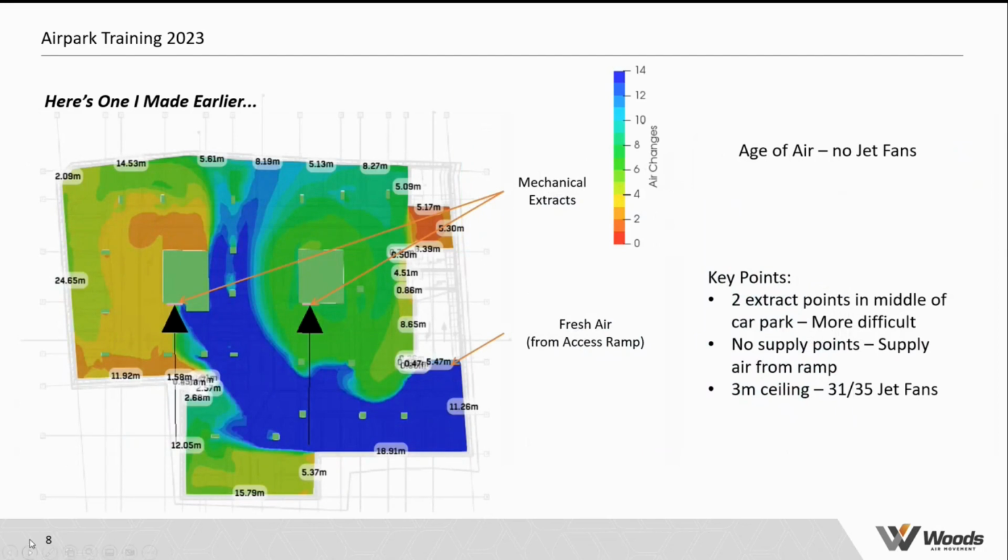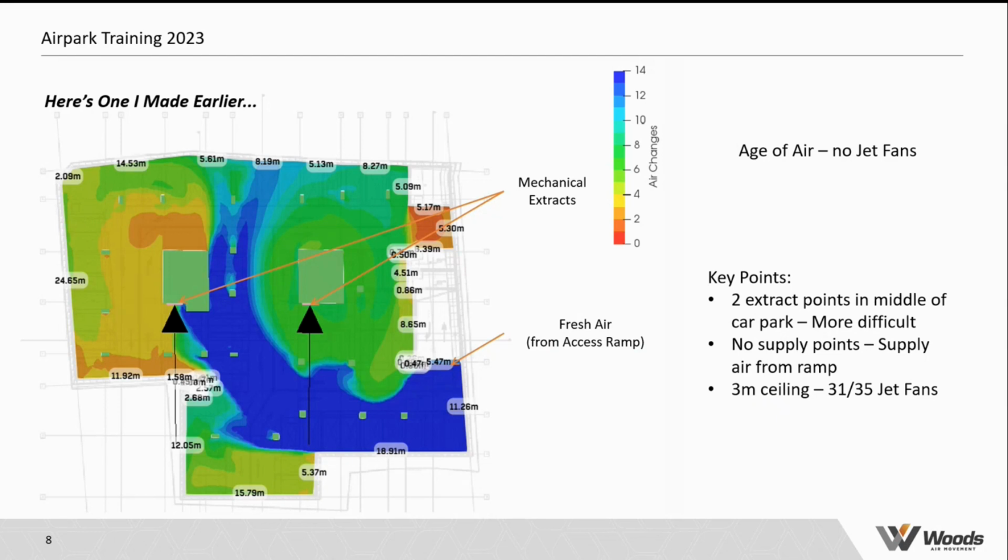So, an overview of the situation within our car park. We have 2 extract points located in the middle, and we have a single natural supply point from the access ramp with no other supplementary mechanical supplies. We have a ceiling height of 3 meters, which is on the borderline in terms of optimal performance between a 31 and 35 diameter jet fan for this situation. You have a flat ceiling with no obstructions present upon it as well.